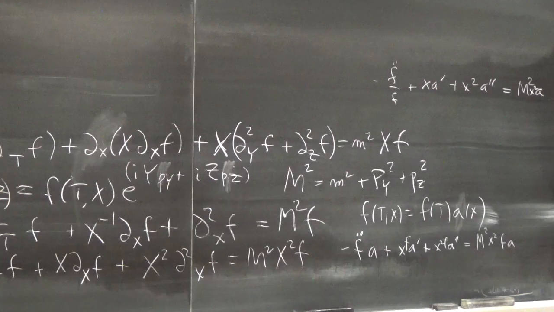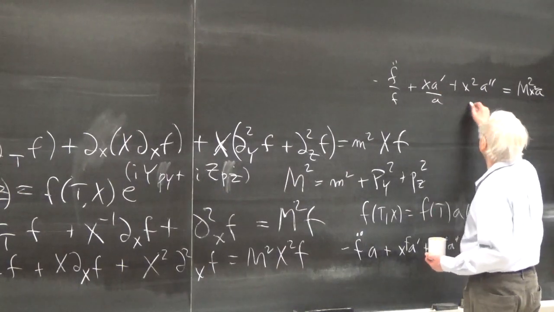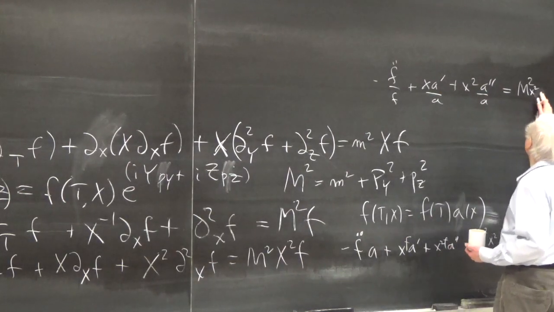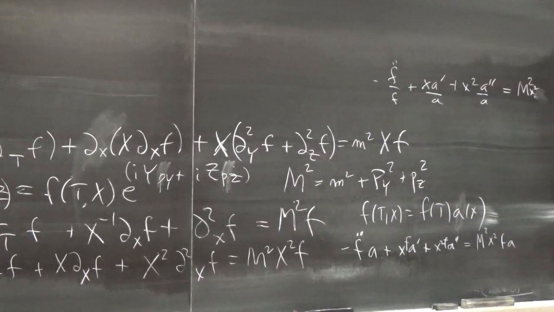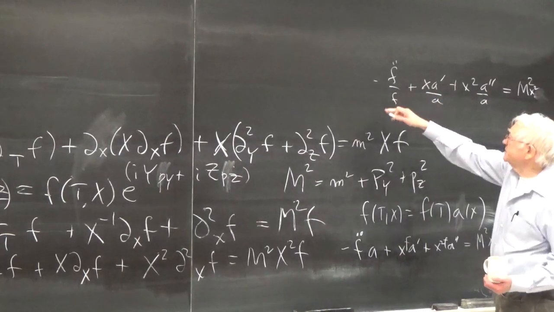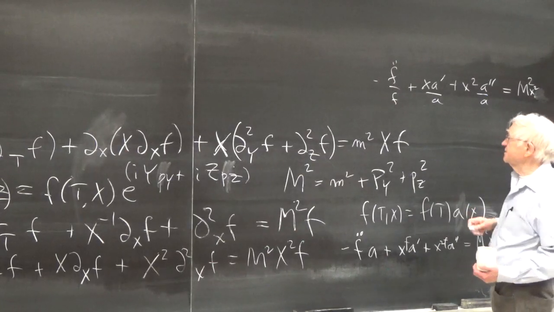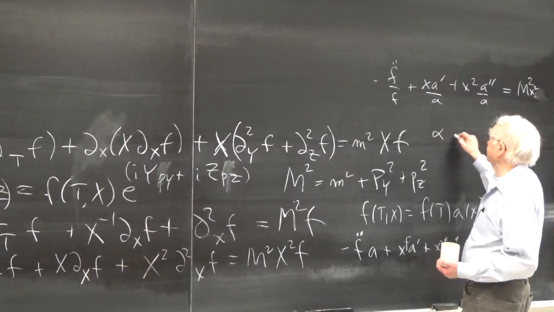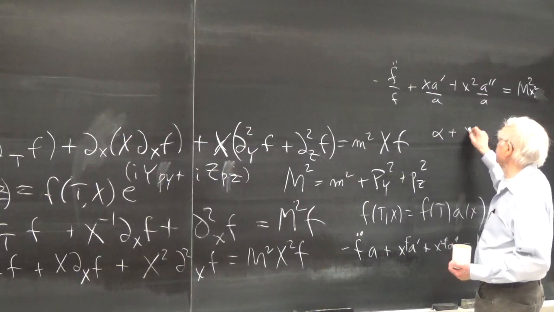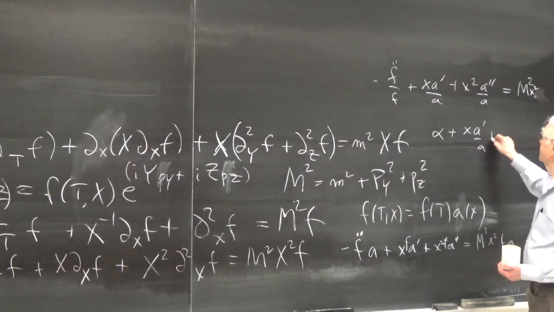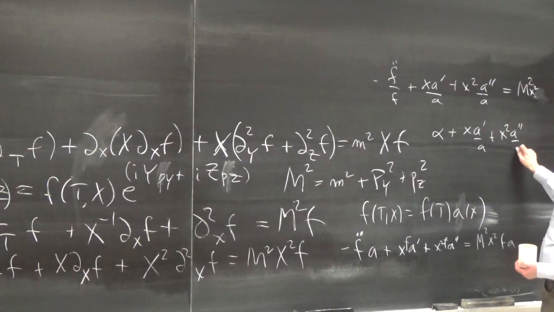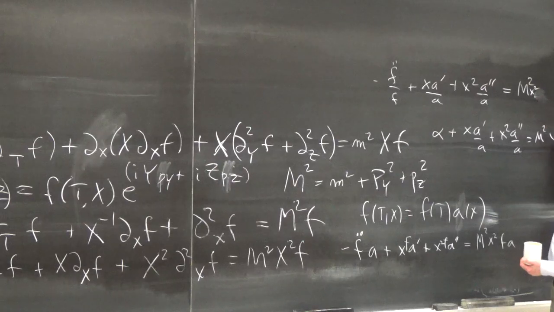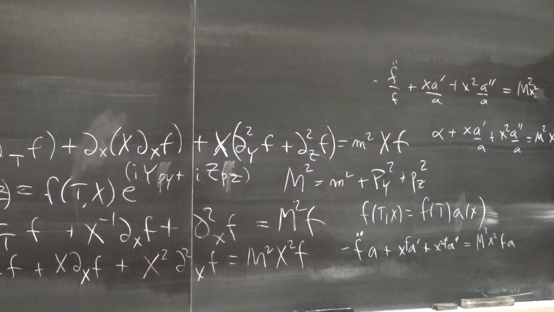Oh, sorry, you're right. I wanted to get rid of that. And then you erase that. Right. So all of this is just a function of x, and all of that is just a function of t. And so we can replace this by something we'll call alpha. So we have alpha plus x a prime over a plus x squared a double prime over a equals m squared x squared. And that's a hell of a lot simpler.